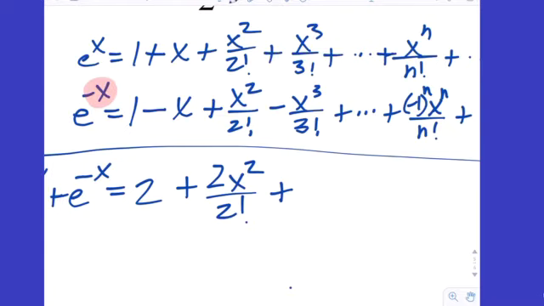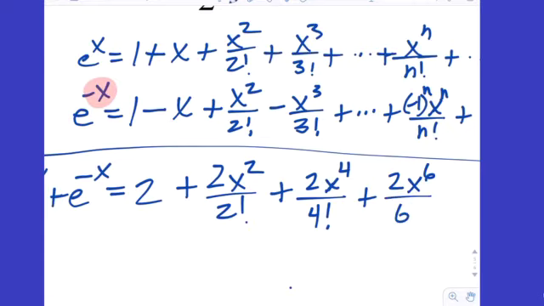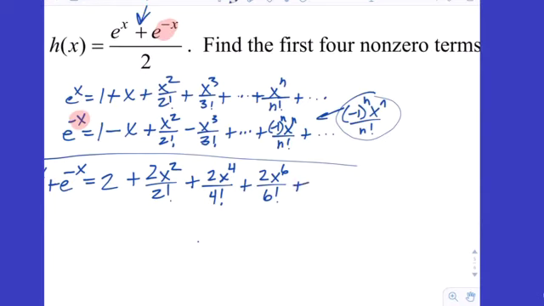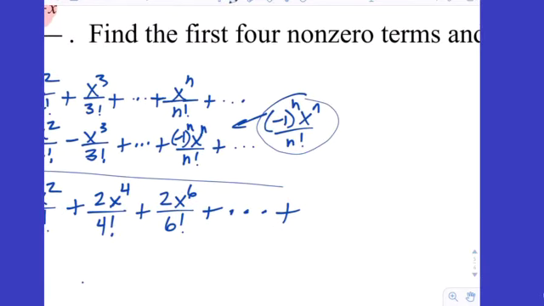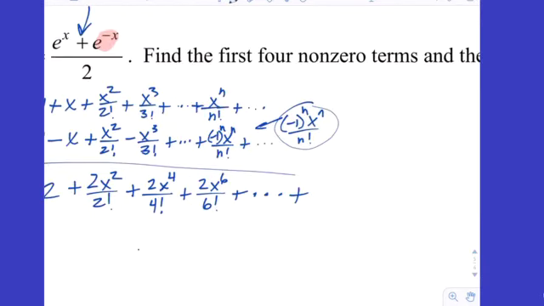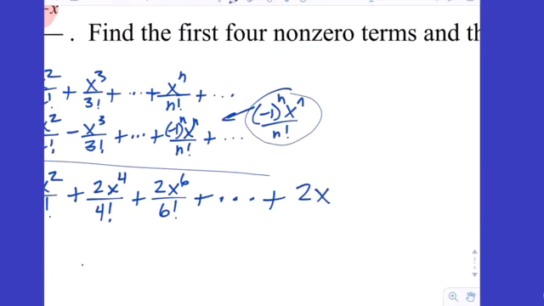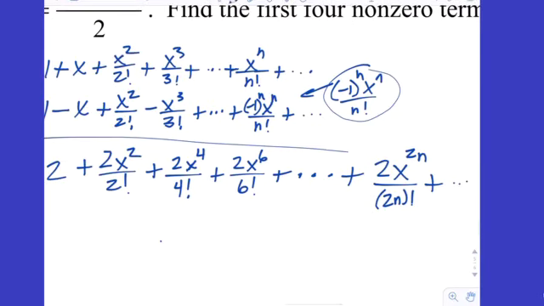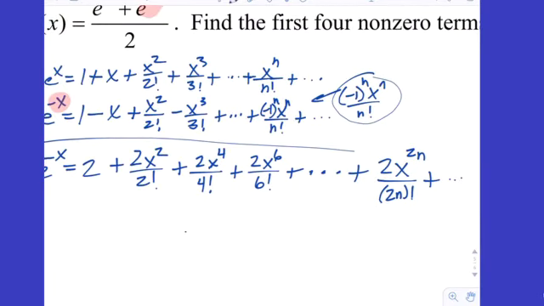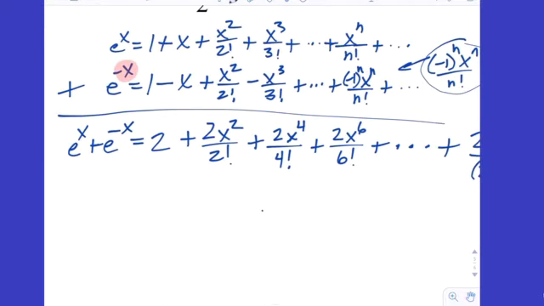Would it be 4? We'd have 2 of them, so it'd still be twice x to the 4th over 4 factorial plus twice x to the 6th over 6 factorial. Yeah. Plus dot dot dot, what would the nth term be? Would they alternate anymore? No. So it would just be 2x to the 2n over 2n factorial. You can almost just pick up that pattern from what you're generating them, right? All right.